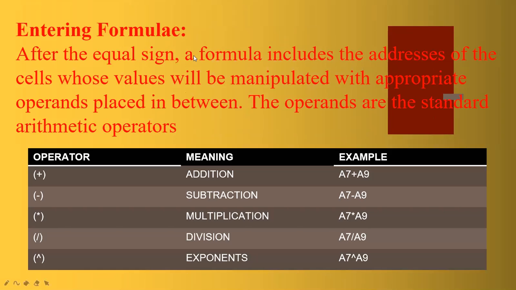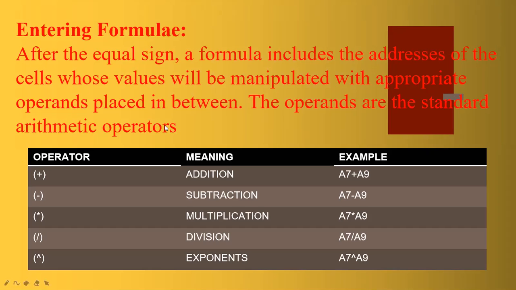Entering a formula after the equal to sign, a formula includes the addresses of the cells whose values will be manipulated, with appropriate operands placed in between. I gave you the example of plus: equal to, we need to select the first cell, then the plus sign, then the second cell, and then the plus sign again. Then a third cell, and it gives the sum of those particular cells.